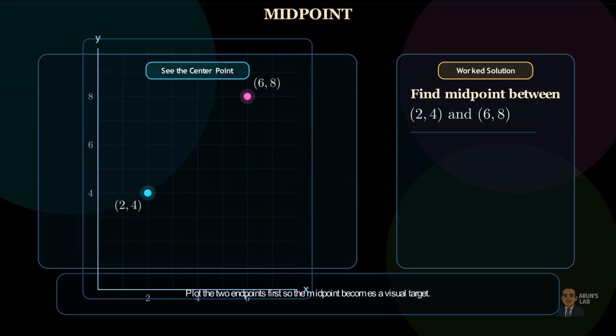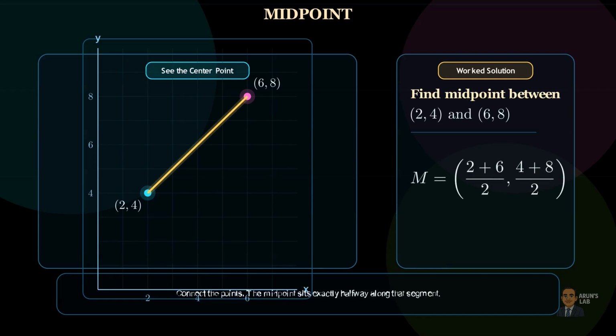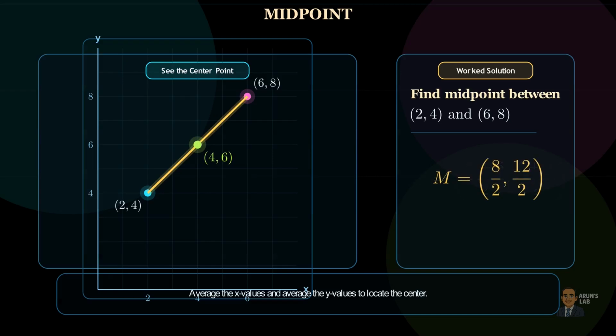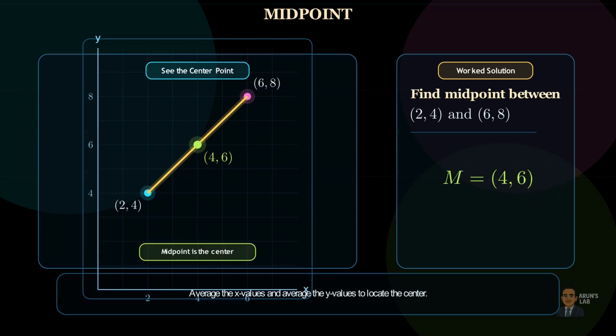See one example. Find the midpoint between 2 points, (2, 4) and (6, 8). The midpoint formula is (2 plus 6) divided by 2, (4 plus 8) divided by 2. So the midpoint is (4, 6).